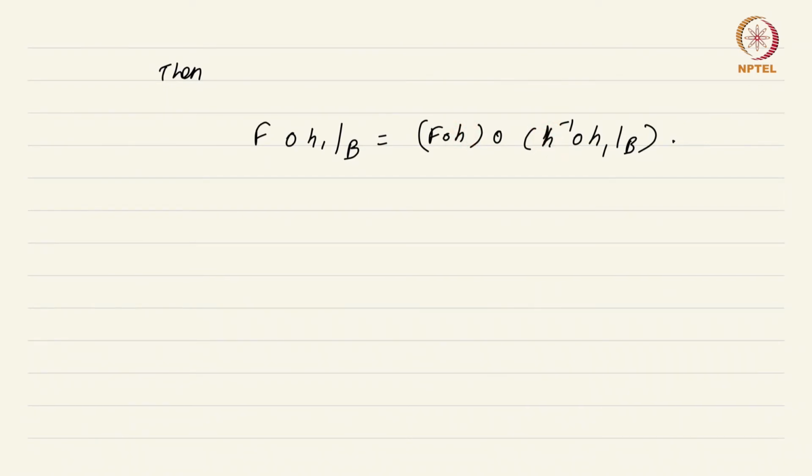Okay, this is completely elementary, just H and H inverse just cancel off. So you get F composed with H1 restricted to B is nothing but F composed with H composed with H inverse composed with H1 restricted to B.